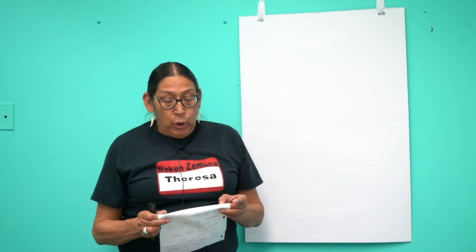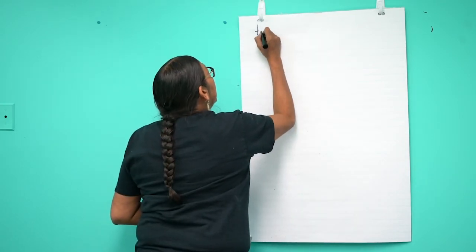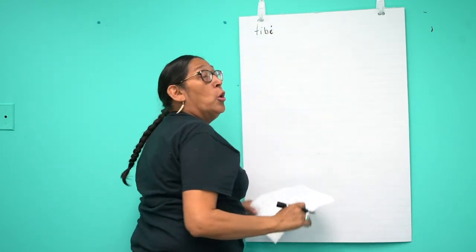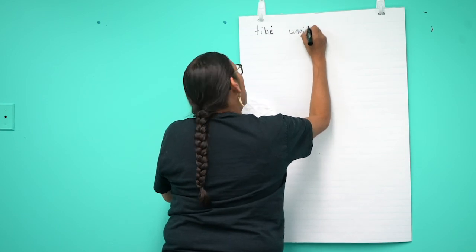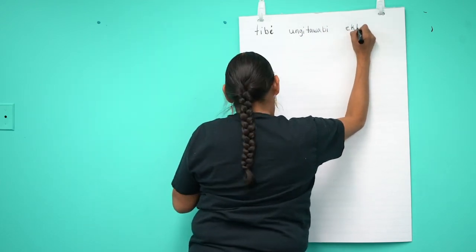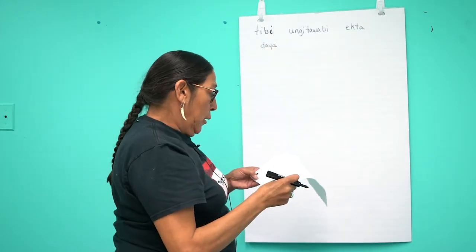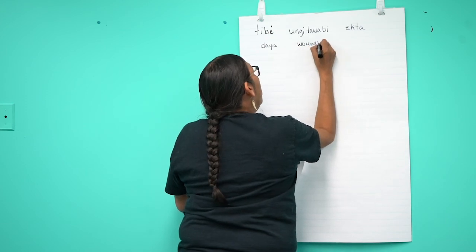And then our last paragraph of the day will be Tibi ungi tawabi ekta daya wo unda bikta. Tibi, oops, sorry, that's an I. Tibi ungi tawabi, ungi tawabi. Ungi tawabi ekta daya wo unda bikta, sorry. Wo unda bikta.